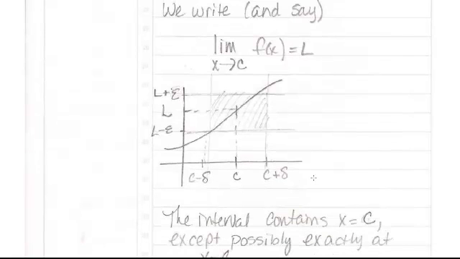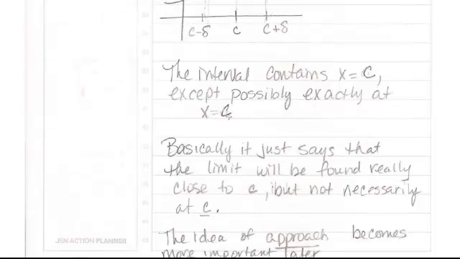The interval, and this always sounds very strange, but it will come clear, I promise. The interval on the x-axis contains c, except possibly exactly at c. And again, I'll show you more versions where this actually happens. So basically it just says that the limit will be found really close to c, but not necessarily at c. And this idea of approach becomes more important later. So just kind of keep this in mind as the definition of a limit.